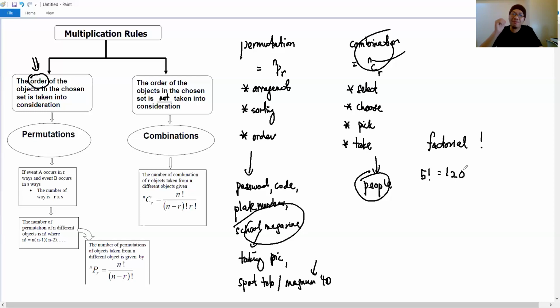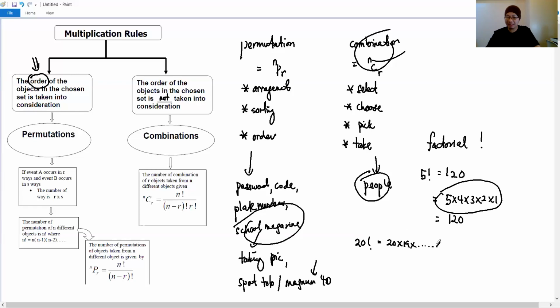But if I want to do it manually, some people want to challenge themselves, doesn't matter. 5 factorial means 5 times 4 times 3 times 2 times 1. And how much is the answer? 120. This is the meaning of 5 factorial. Okay, guys. So if I have 20 factorial and want to do it manually, I need to elaborate: 20 times 19 times and so on until times 1. So waste of time, right?